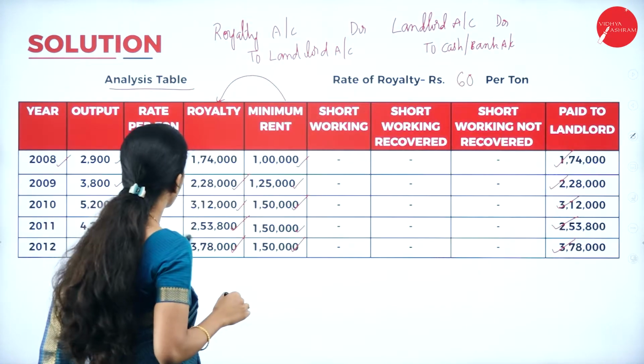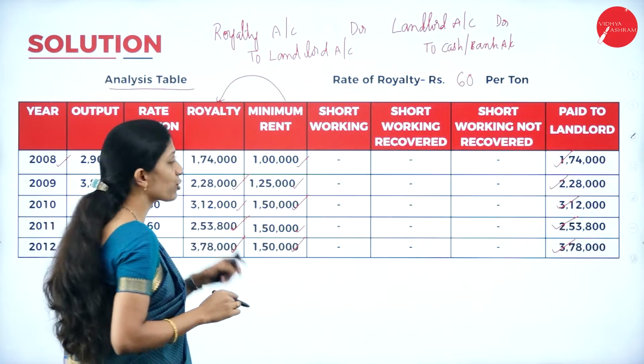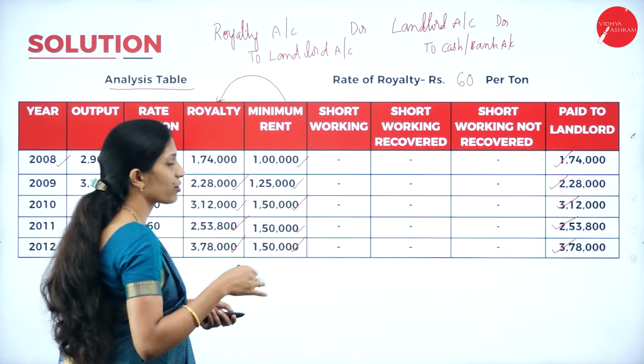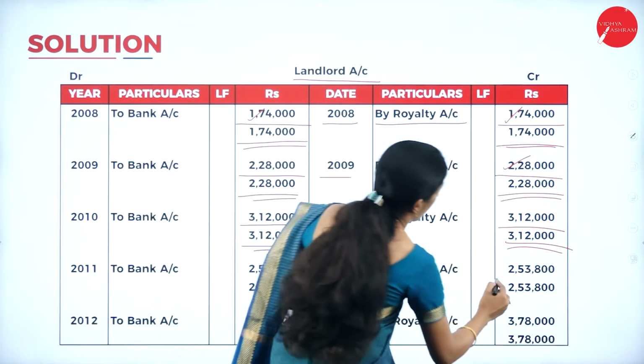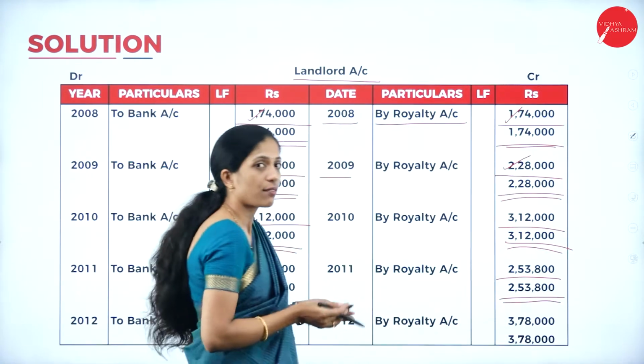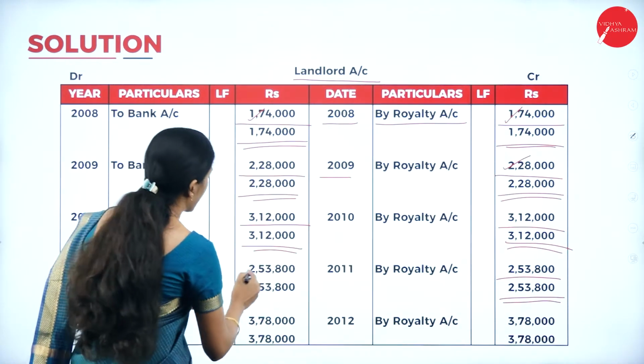Now coming to the fourth year, 2011. So the royalty is 2,53,800. So how do you write? By royalty account 2,53,800. In the debit side, you are making the payment.